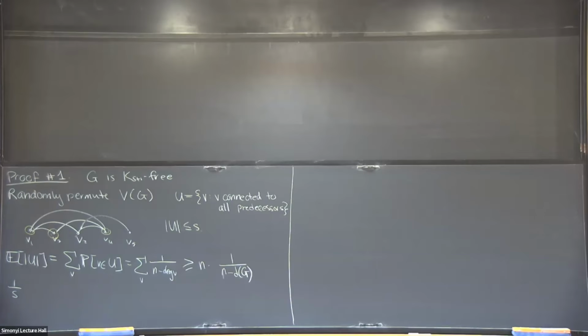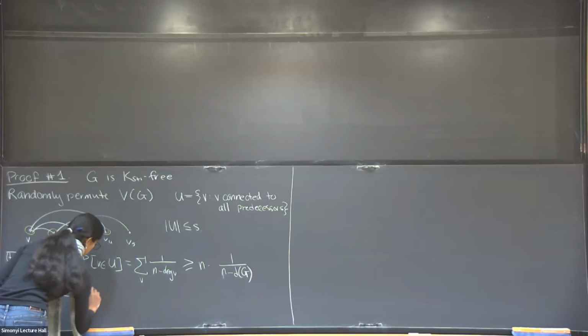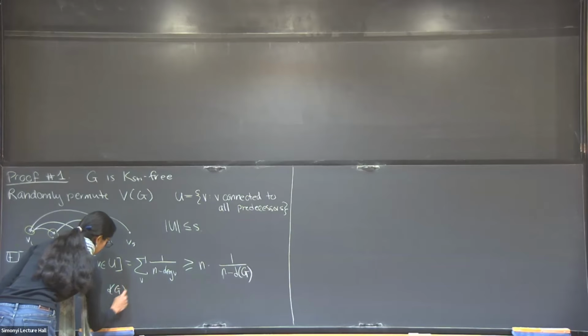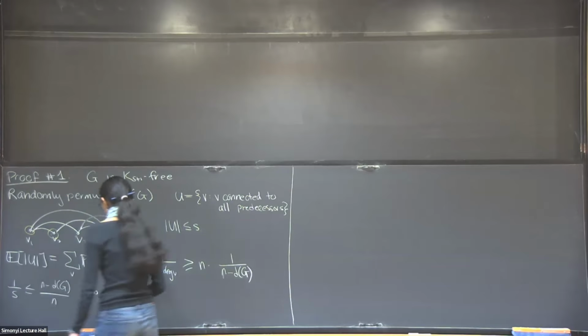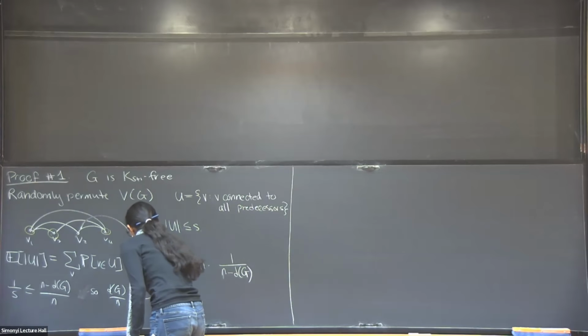So just taking the inverse of both sides, 1 over the size of U is at most 1, and you get that the average degree of G is at most 1 minus 1 over S.